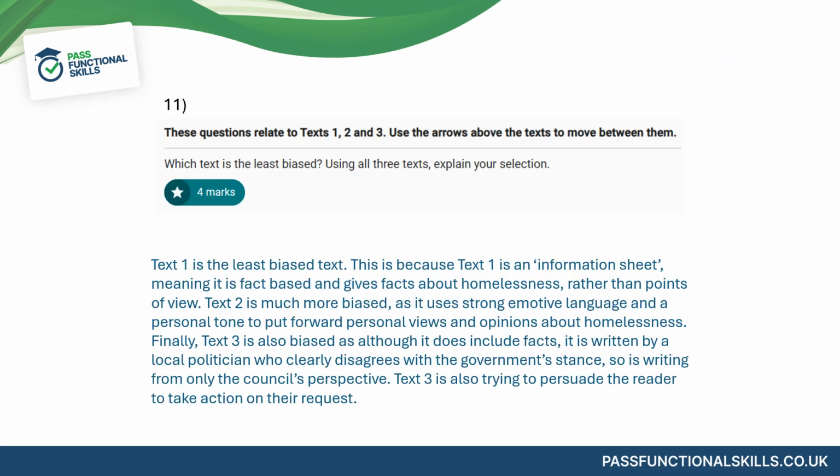So here we have the written solution then for this question. So just to show you where they've got the marks from, let's read it. So they first identified which text is the least biased. So text 1 is the least biased text. That is our first mark there out of 4. Then they've explained why that is using information from that text. So this is because text 1 is an information sheet, meaning it is fact-based and gives facts about homelessness rather than points of view. So identifying there that we don't have any biased facts in there, and we have a lack of a point of view from the author for our explanation there.